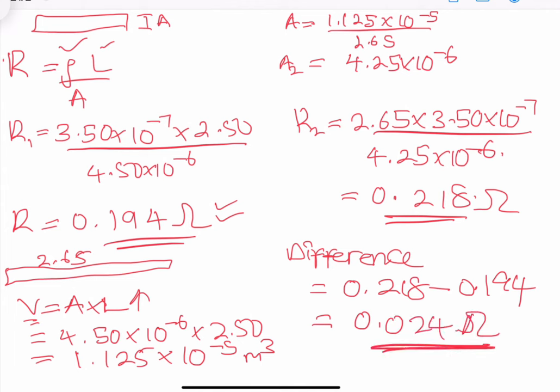So very important. Remember, find the resistance first. You have that resistance. Don't always assume that, applying the same equation, the area is always constant. Try to find what the question is telling you. Volume is constant. What do you know about volume? Volume is area times length. Find the new area. Once you have that area, you have the new length. Find the second resistance, subtract the two, and you get the difference.